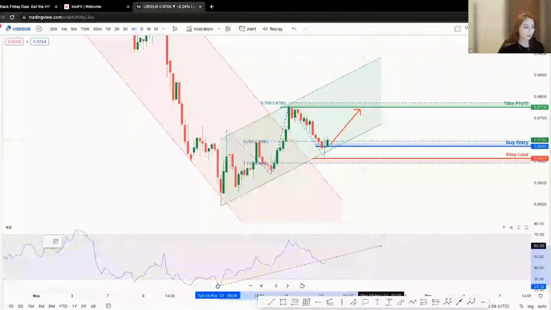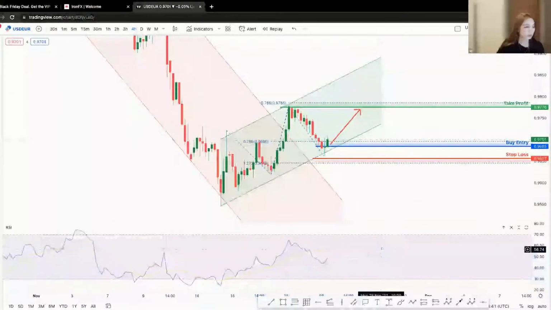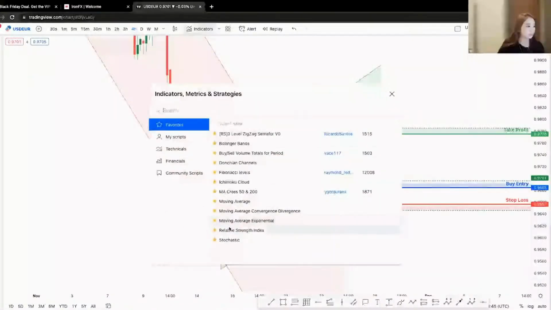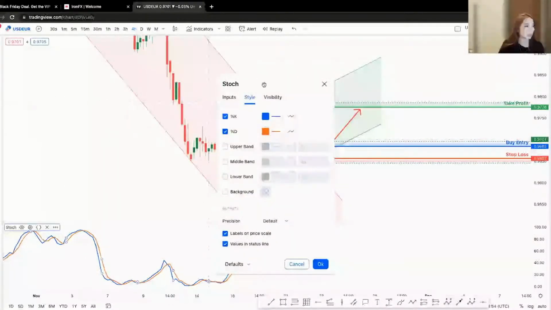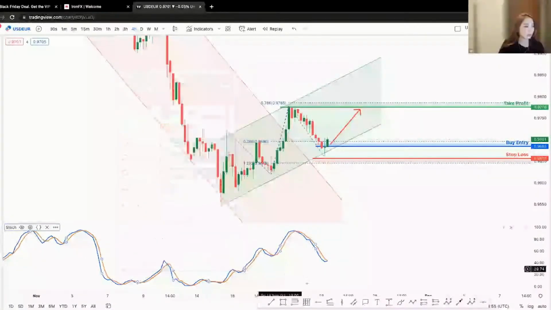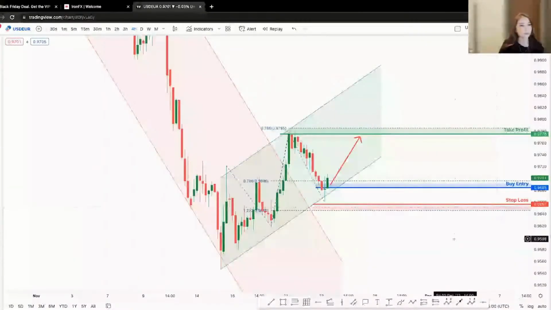So you can take a look at stochastics. We are waiting for the blue line, our percentage K, to cross over the orange, our percentage D, to have a better confirmation of a buy entry. Okay, that is for euro dollar.